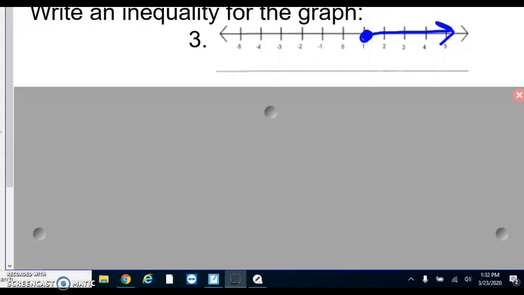Okay, the last thing we're going to do is write an inequality given a graph. So if we start with x, that's supposed to be an x. We have a shaded point, a closed point, so it's going to be greater than or equal to or less than or equal to. Since the arrow is to the right, we are going to do x is greater than or equal to, and it starts at 1, so 1.